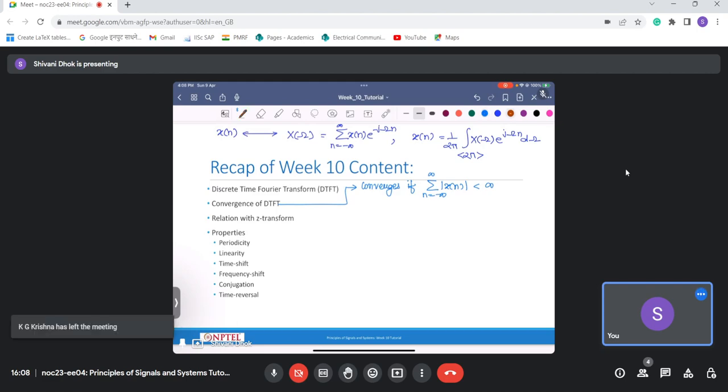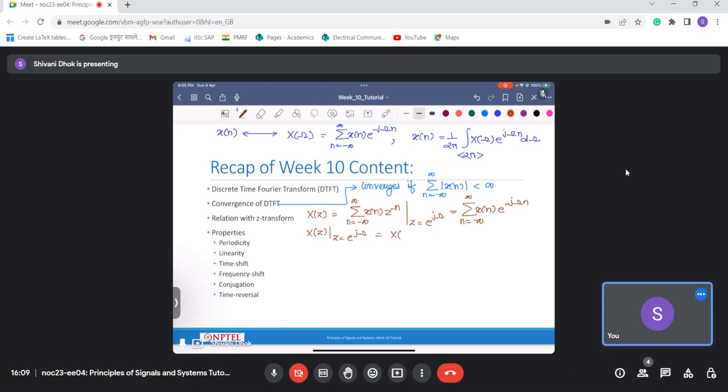Next thing that was discussed was its relationship with the Z transform. We know that the Z transform is given as X(z) equal to summation n running from minus infinity to infinity of x[n] z^(-n). Now if I substitute z equal to e^(j omega), then this reduces to summation n running from minus infinity to infinity of x[n] e^(-j omega n), which means that the Z transform at z equal to e^(j omega) is equal to X(omega). This is true only if the unit circle, that is |z| equal to 1, is included in the ROC, the region of convergence.